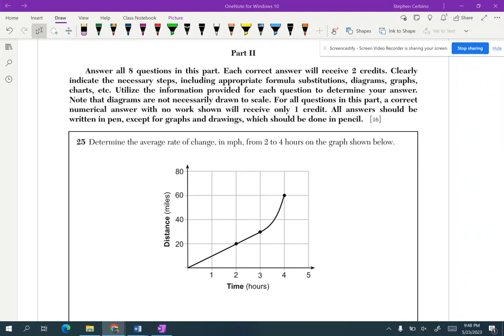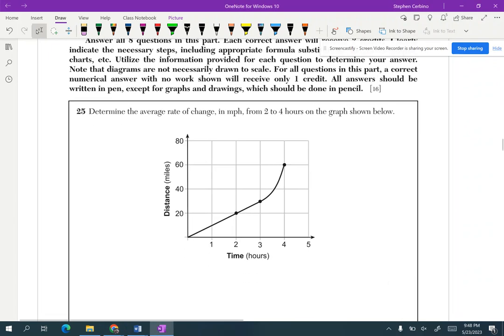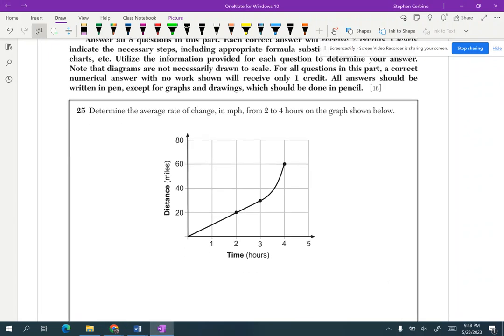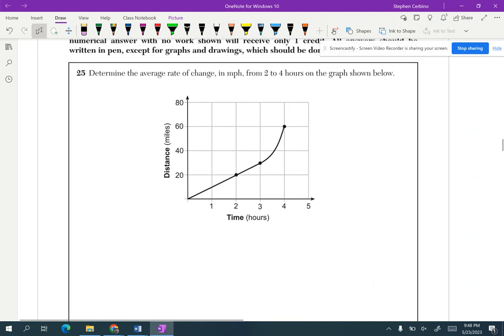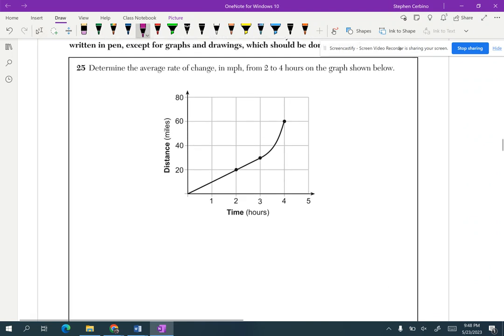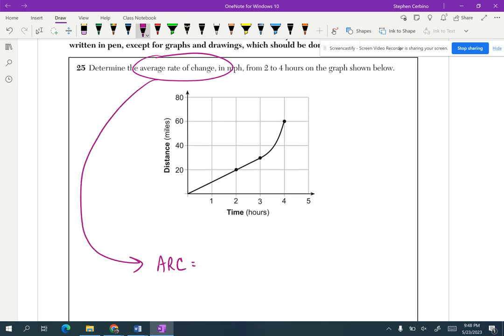So for the first question here on the Regents exam, remembering the Part 2 questions are only worth 2 points, there's usually not a ton of work to do for them. This first question asks us to determine the average rate of change. As soon as we see those words, we are thinking the average rate of change of a function is the value of the function minus a value of the function, all divided by the x values being subtracted. Basically, we're thinking of slope.